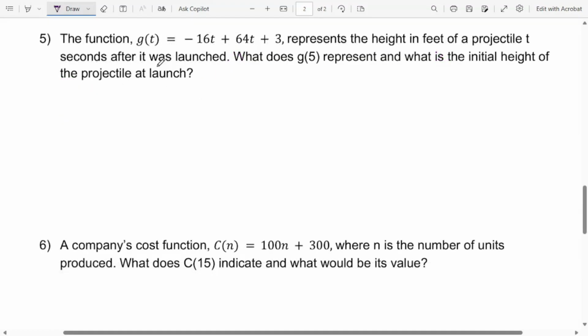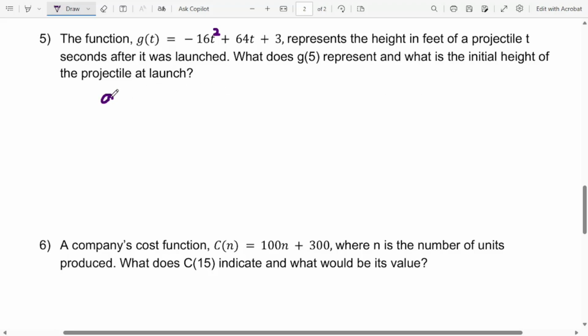All right, next one, the function g of t equals negative 16t, it should be t squared, plus 64t plus 3 represents the height in feet of a projectile t seconds after it was launched. What does g of 5 represent, and what is the initial height of the projectile at launch?